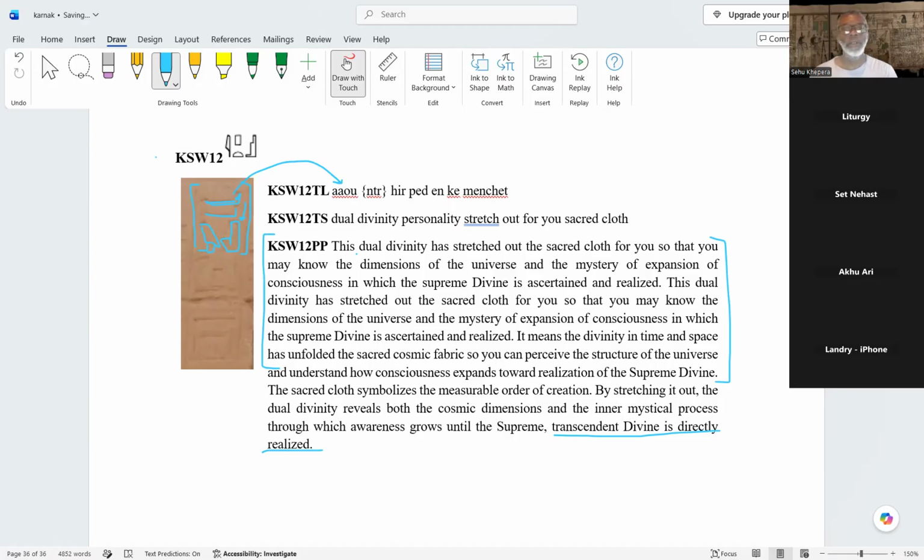Recall earlier that it is spoken that there is a supreme divinity, and that the lesser divinities emerge from that supreme divine. The text actually says that. We went through it. So here it is making it clear that what is causing the metaphysical process of stretching out is a dual divinity that is causing it.